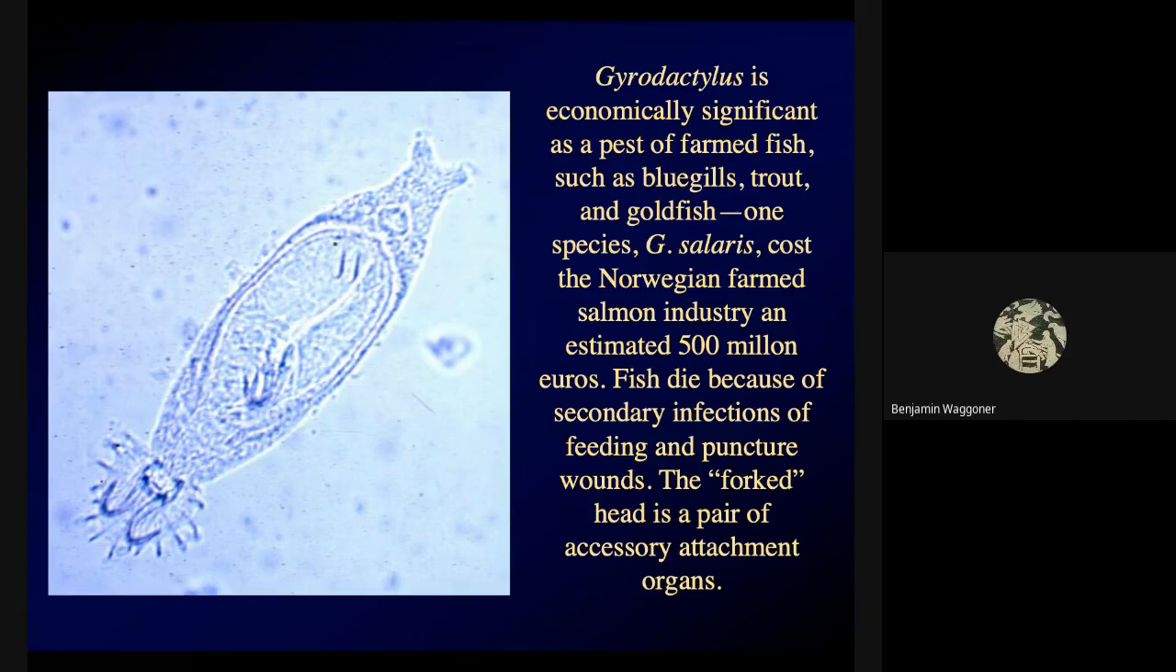So you're seeing the posterior end at the lower left, and the upper right is actually the head and prominent organs. The mouth is in between, but those 2 bumps at the upper right are attachment organs.